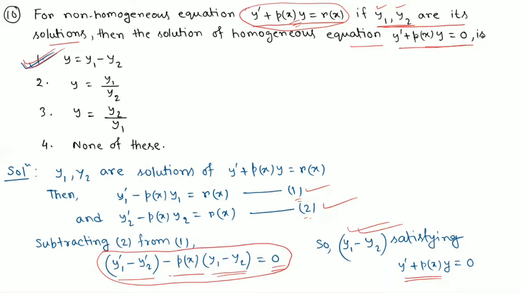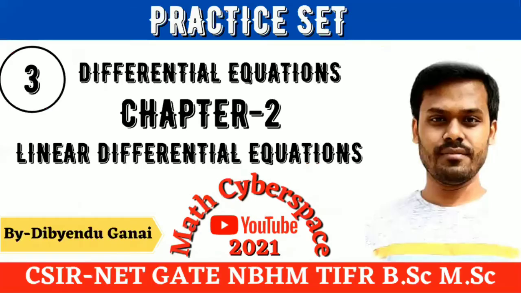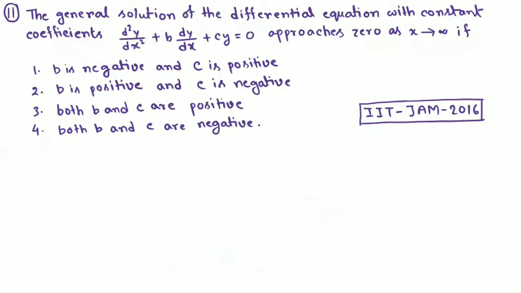Now we will see the questions of practice set 3. Question number 11. The general solution of the differential equation with constant coefficients d2y/dx2 plus b dy/dx plus cy equals 0 approaches 0 as x tends to infinity if, four options are given. We have to check what is the sign of b and c. Is b positive or negative, or is c positive or negative? This question has been asked in IIT JAM 2016.